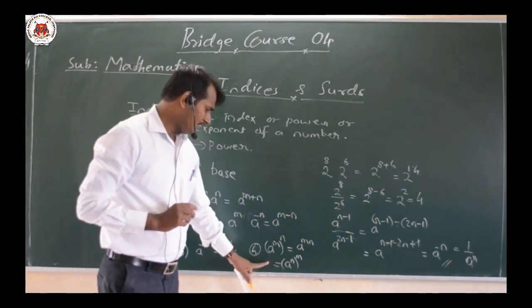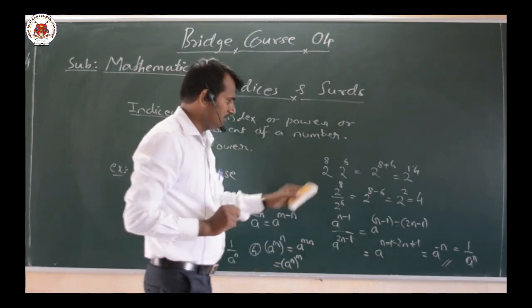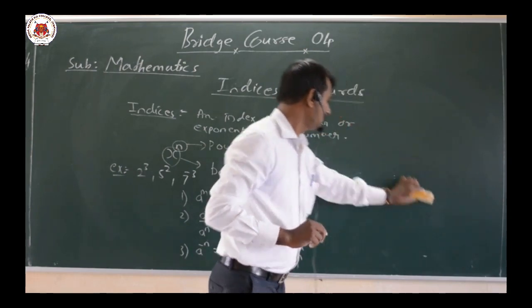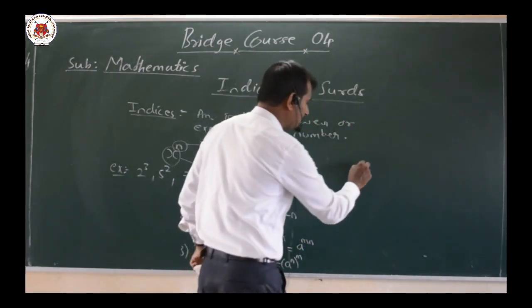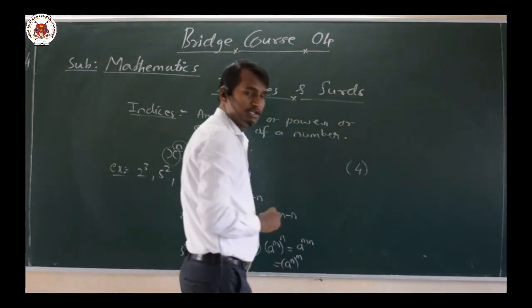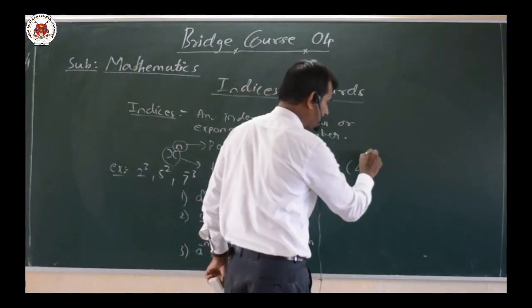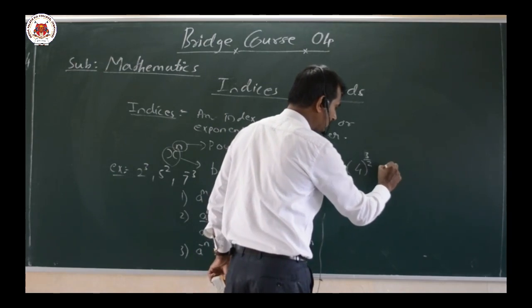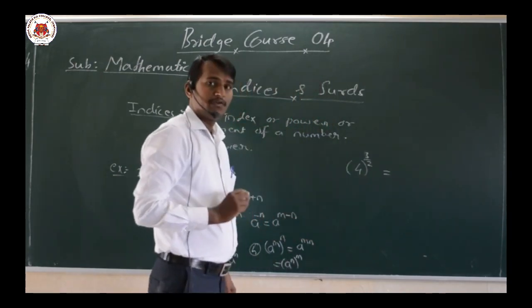Now what examples can I give for this, that we shall look at here. For example, if you have 4 to the power of 3 by 2, how do we have to solve it?